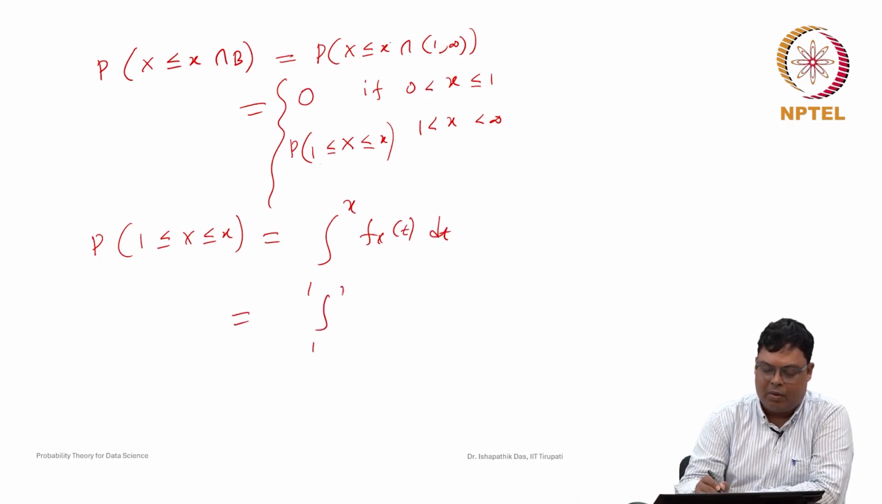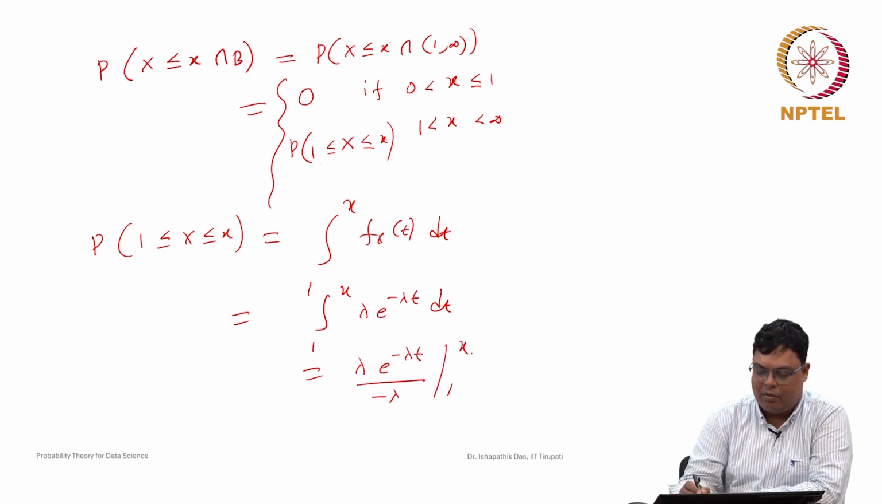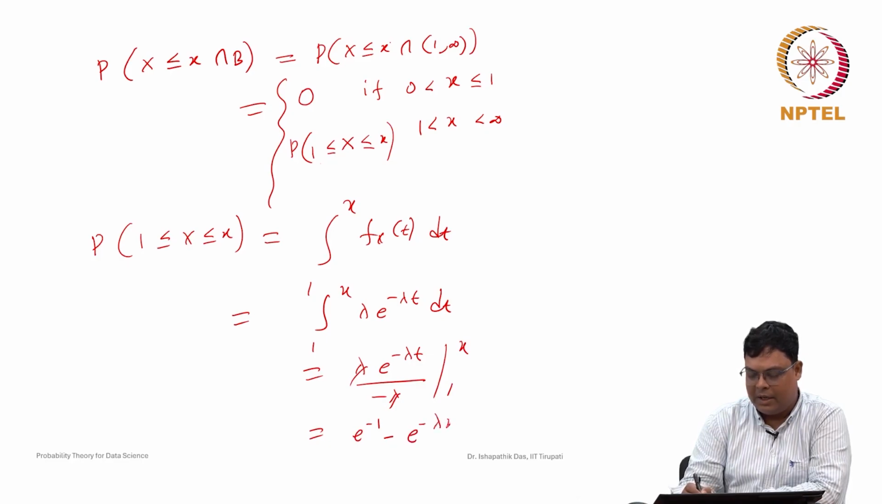So, this is nothing but the integral from 1 to x of lambda e to the power of minus lambda t dt. So, this is lambda e to the power of minus lambda t divided by minus lambda, evaluated from 1 to x. So, basically lambda cancels, and there is a minus 1 here, which gives minus 1 times e to the power of minus lambda x.